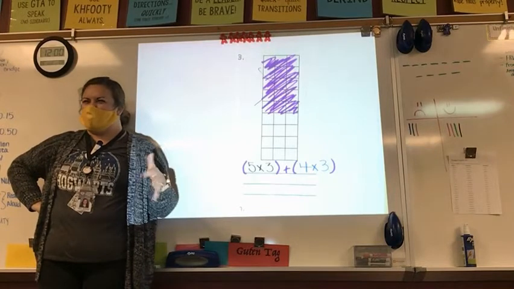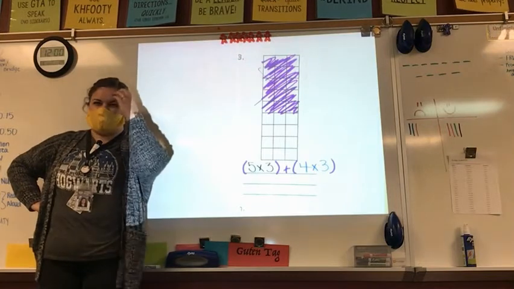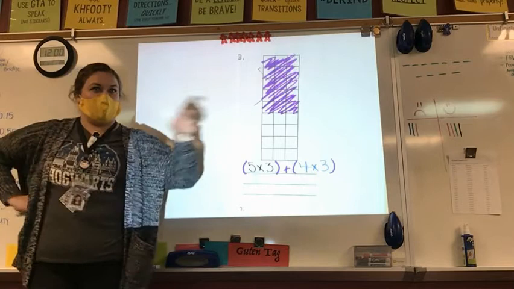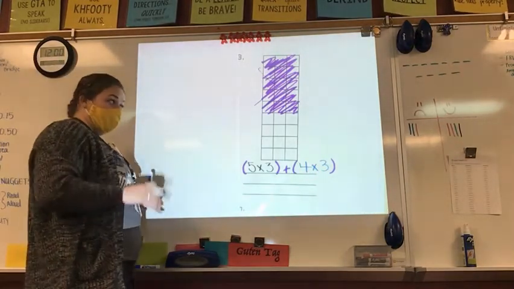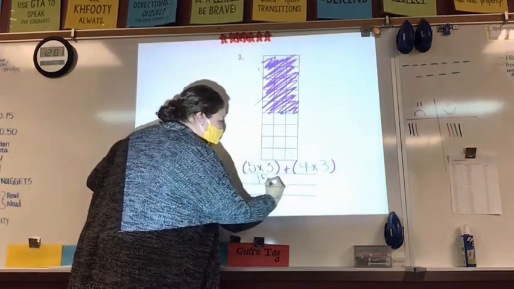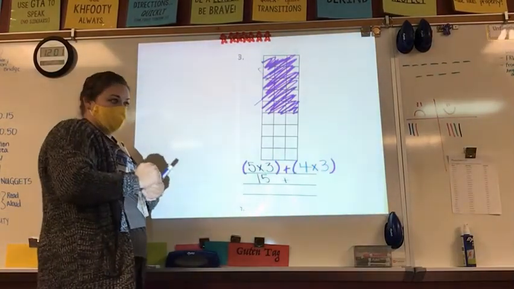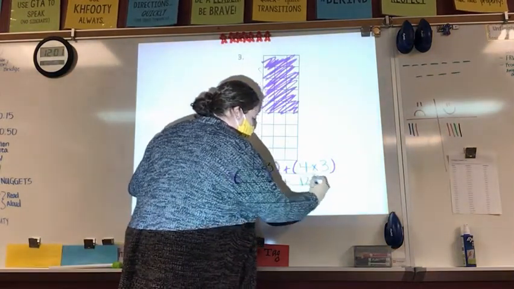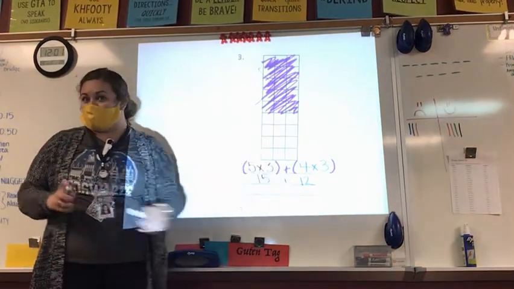Great work, my friends. What's my next step? If I'm finding the area of this shape, what's the next step? Keegan. You solve the 5 times 3 and then you solve the 4 times 3. Okay, what is 5 times 3, Keegan? 15. And then I'm going to drop down my plus sign because we need that. What is 4 times 3? 12. Very good. So Keegan was absolutely right. I solved those and dropped them down along with my addition sign.